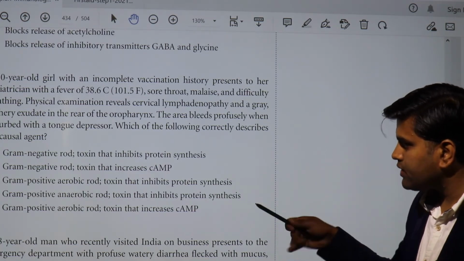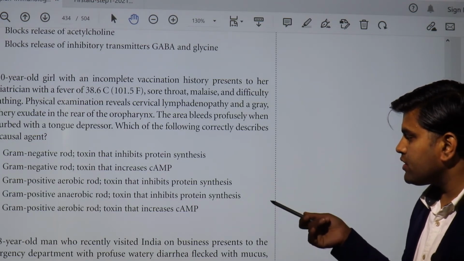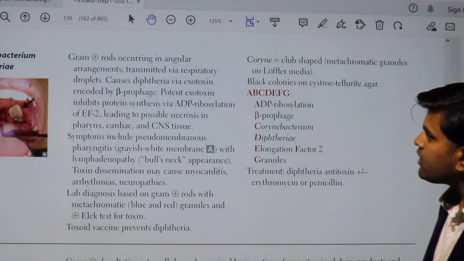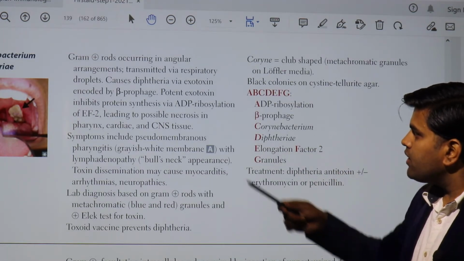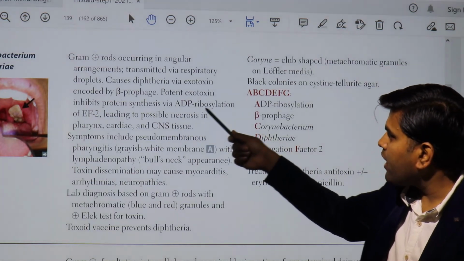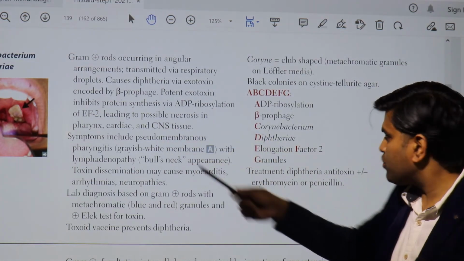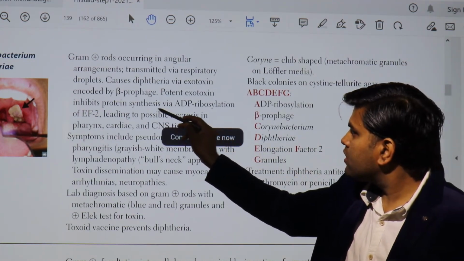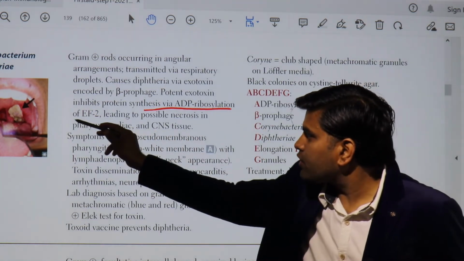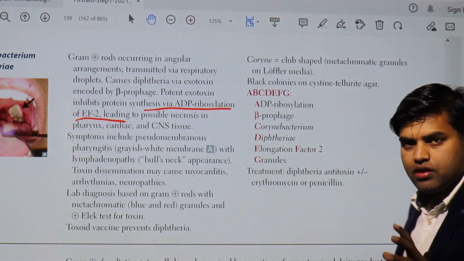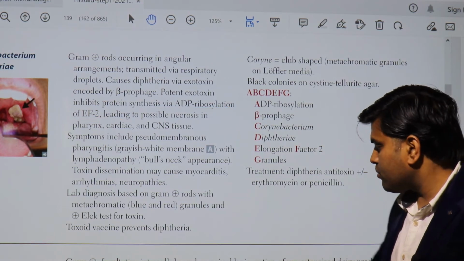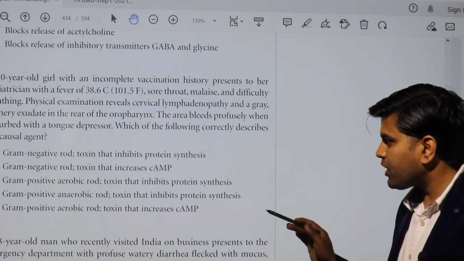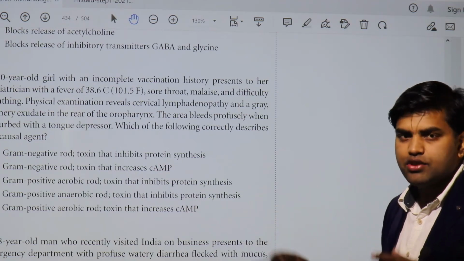Gram-positive anaerobic rod, cancel. Gram-positive aerobic rod, toxin that increases cyclic AMP, no. What type of organism is this? These are gram-positive rods that inhibit protein synthesis via ADP ribosylation of elongation factor 2. So actually you can see over here, this ADP ribosylation of elongation factor 2 is the important feature. So they are talking about not only the bacteria, gram-positive, gram-negative, they are talking about a gram-positive aerobic bacterium that inhibits protein synthesis, and this is your answer.